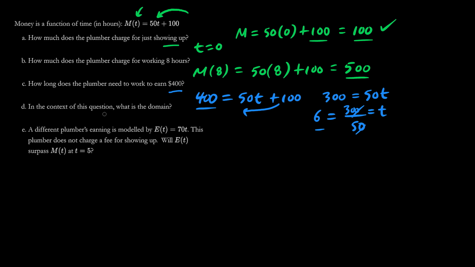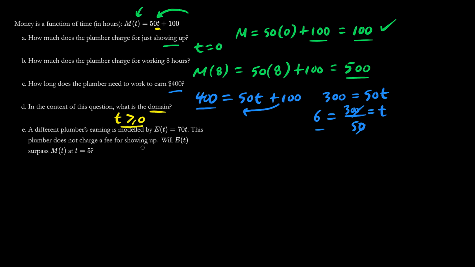In the context of this question, let's talk about the domain. We're talking about time. Time is not all real numbers. We have to think about time, and time is greater than or equal to 0. Now technically, no human being can work forever, so we could say that time is between 0 and perhaps 12 hours or so, 24 hours perhaps at max. But generally, we're going to say that time cannot be negative.